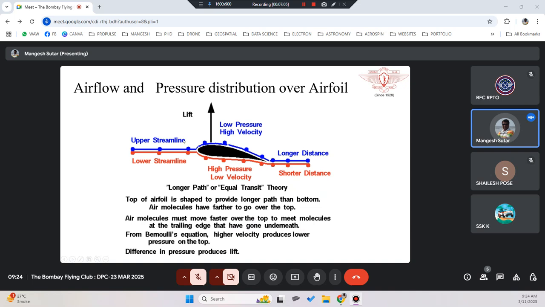So that's why due to high velocity a low pressure is created, and due to low velocity high pressure is created below the wing. So the difference in the pressure produces the lift. Remember this difference in the pressure. On top it is low pressure, below it is high pressure. Whenever somebody asks you about the Bernoulli principle, you should be able to tell this definition very clearly.